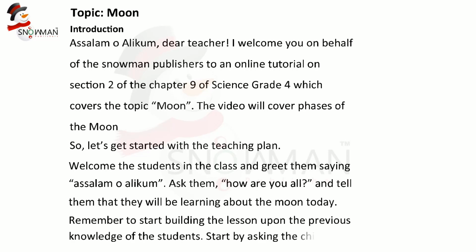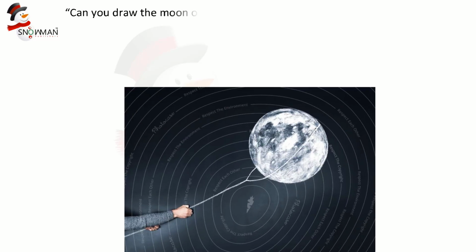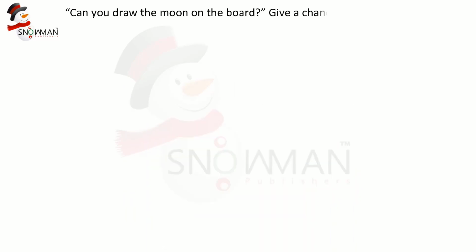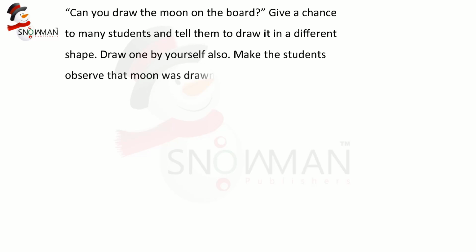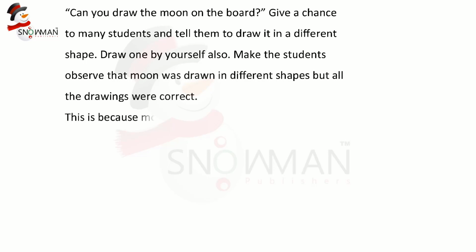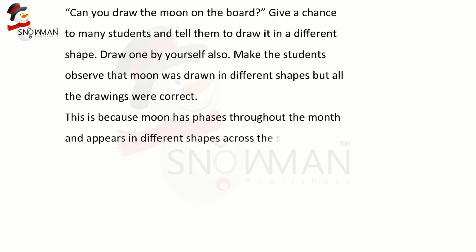Start by asking the children, can you draw the moon on the board? Give a chance to many students and tell them to draw it in a different shape. Draw one by yourself also. Make the students observe that the moon was drawn in different shapes, but all the drawings were correct. This is because the moon has phases throughout the month and appears in different shapes across the sky.